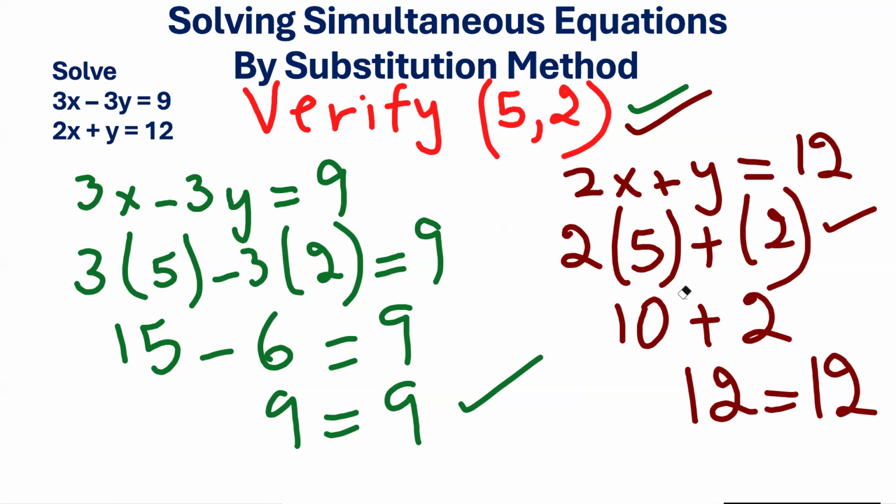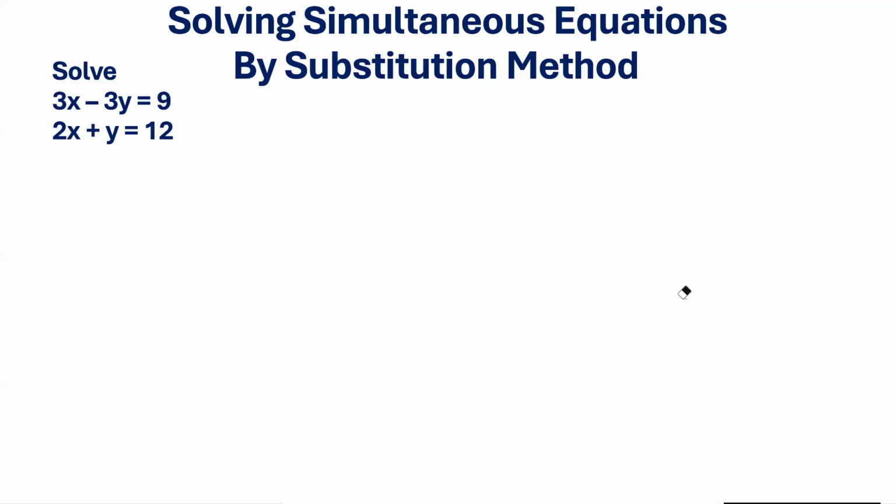Let's do one more question of solving simultaneous equations by substitution method. Next question is 2x plus y minus 18 equals 0, and 3y is equal to 7x plus 80. So this is equation number 1 and equation number 2.